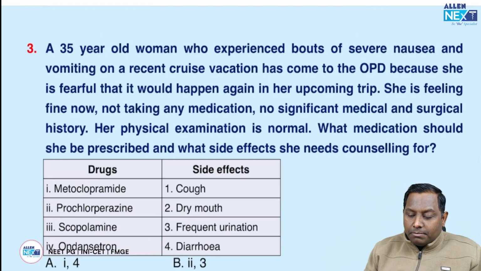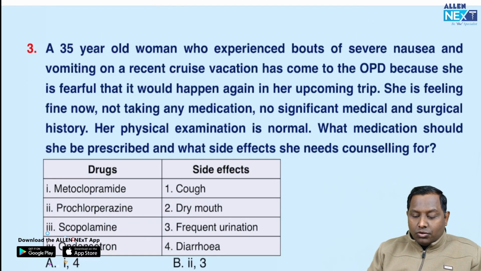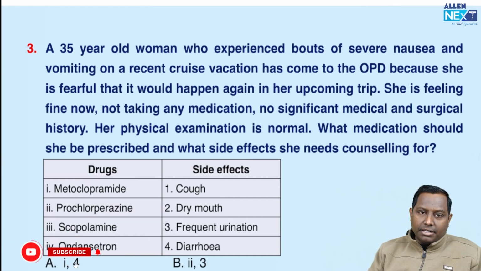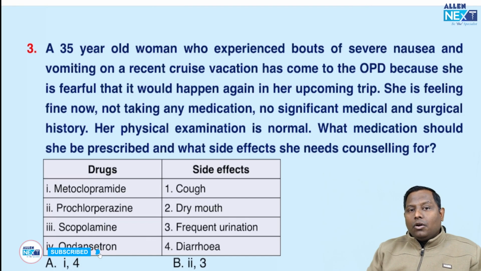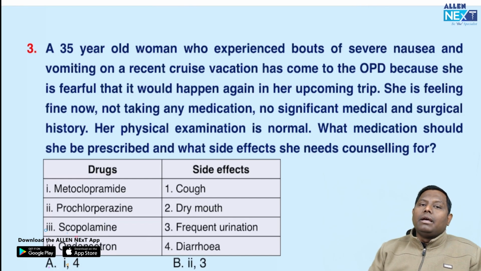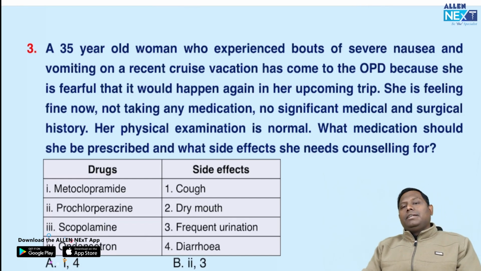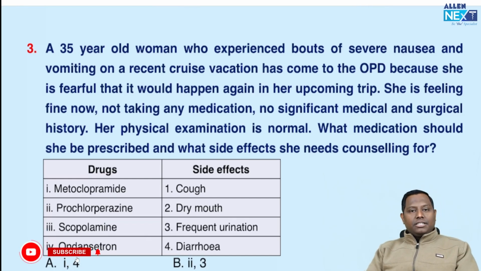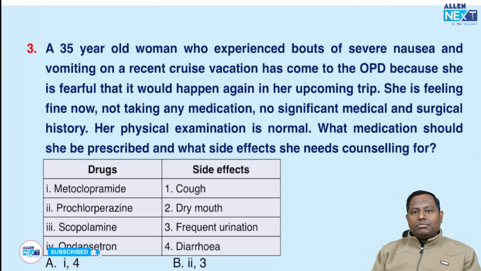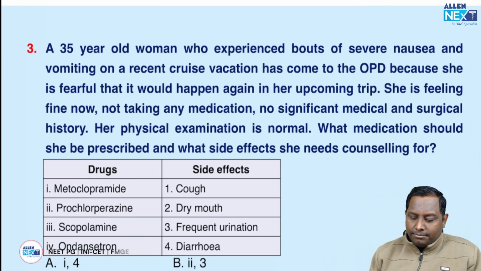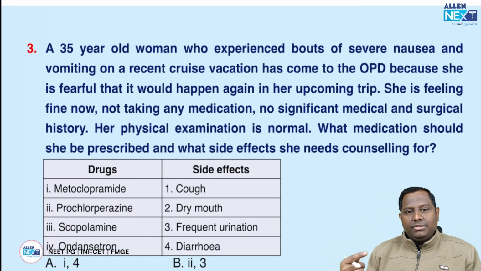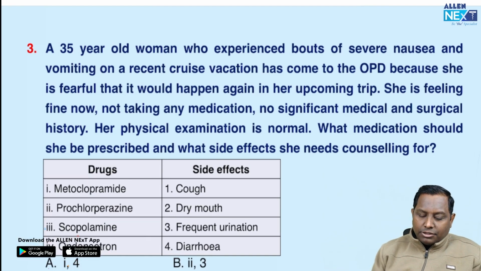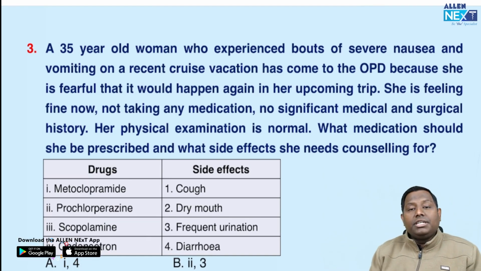A 35-year-old woman who experienced bouts of severe nausea and vomiting on a recent cruise vacation has come to OPD because she is fearful that it might happen again in her upcoming trip. She is feeling fine now, not taking any medication, with no significant medical or surgical history. Her physical examination is also normal. Everything is fine. Let us assume she went on a cruise and had motion sickness, sea sickness. For that she consumed some drug and got better, and she is afraid that it might happen again. So what medication should she be prescribed, and what side effect does she need counseling for?